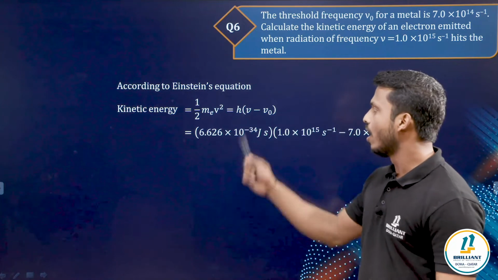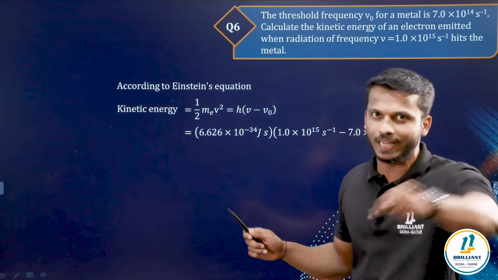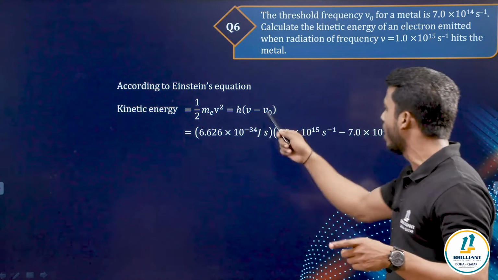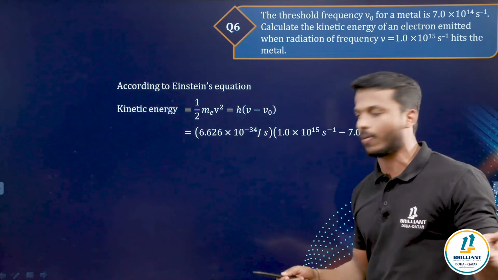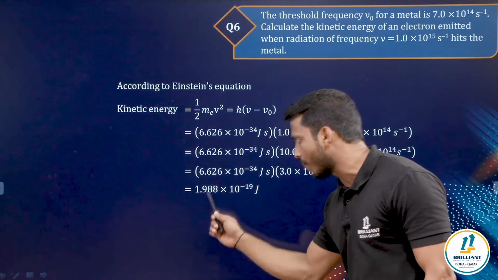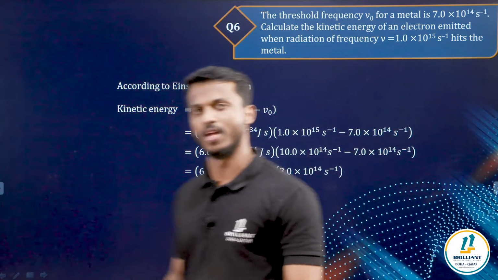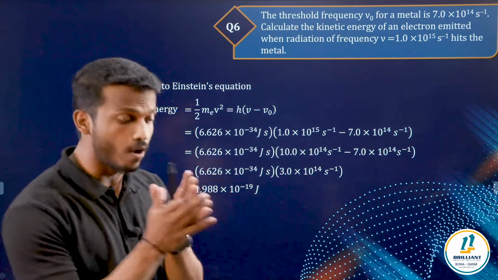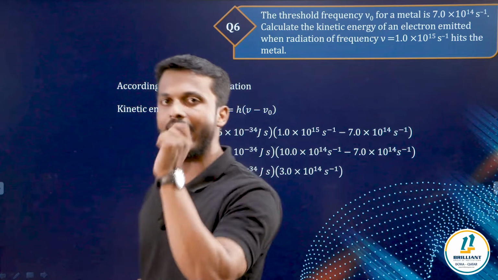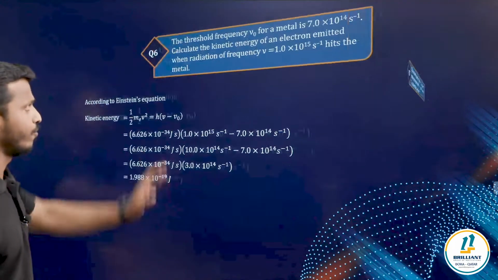Let us substitute, dear all. What is h? h is a constant, you know, 6.626 into 10 to the power minus 34 into what is nu? What is the given frequency? 1 into 10 to the power 15 minus what is nu zero? 7 into 10 to the power 14. So let us substitute. We are getting the value on simplification, dear all, around 1.98 into 10 to the power minus 19. It is an energy. So the unit is what? Joule. So what is the equation to calculate the energy of the ejected electron, dear all? Kinetic energy half m v square is equal to h into nu minus nu zero. Hope you are clear? This is the numerical from photoelectric effect.